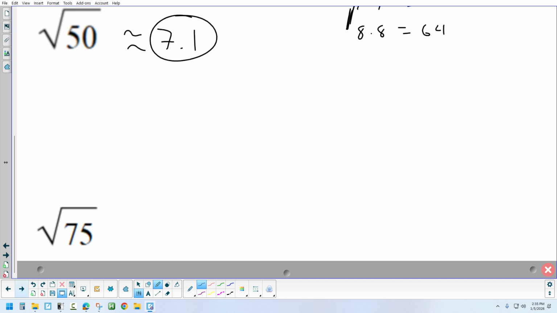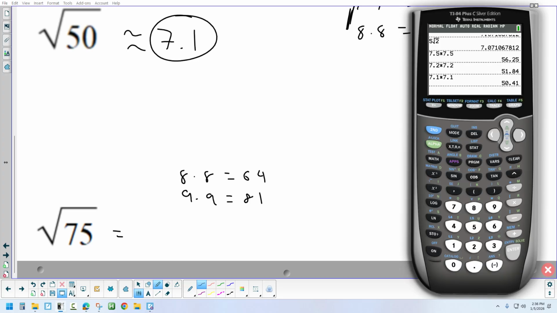Okay. And let's try square root of 75, last one. What times what is too small? When you're trying to do a number times itself. 8 times 8. 8 times 8 is 64. That's too small. What times what is too big? 9. 9 times 9. Yep, too big. So it might not always be right in the middle.